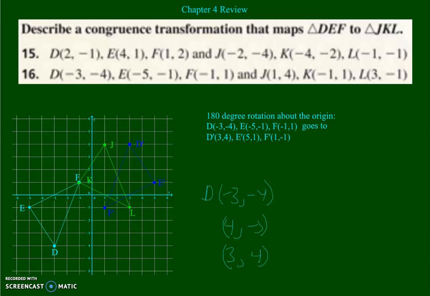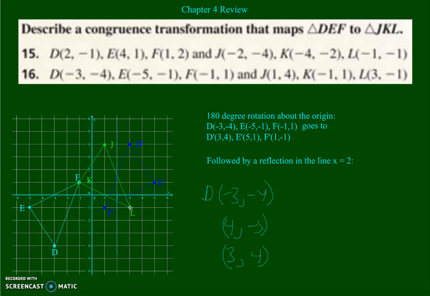Then, if you go ahead and reflect it about the line x equals 2, because D prime is 1 unit to the right, J would be 1 unit to the left. E prime is 3 units to the right, K is 3 units to the left. And same with L. Since F prime is 1 unit to the left, it would reflect 1 unit to the right.